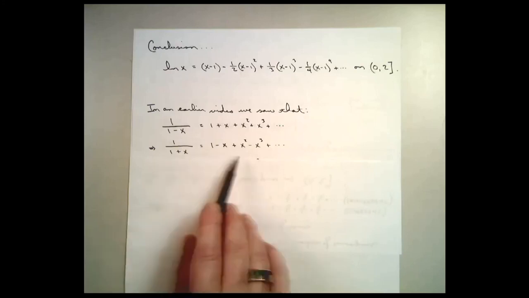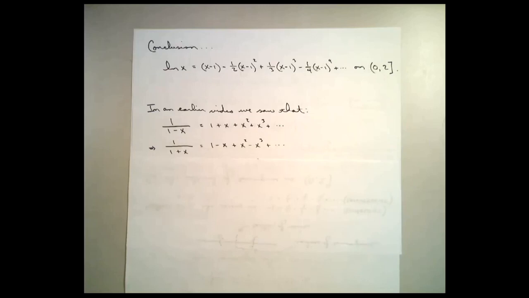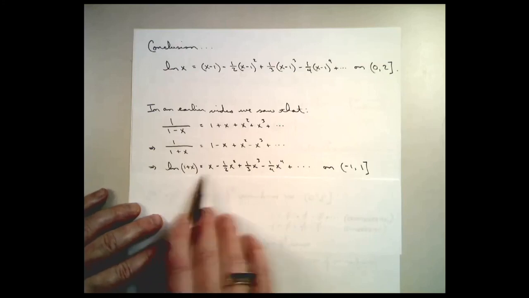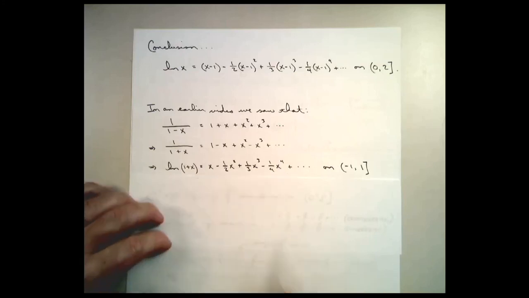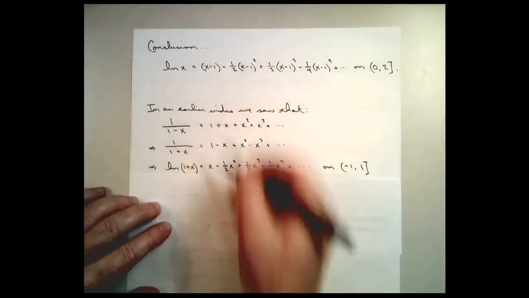And then we took the integral of both sides, and after finding the constant of integration, we were able to show that the natural log of 1 plus x was equal to this series. All right. So we have two different series for log of x.